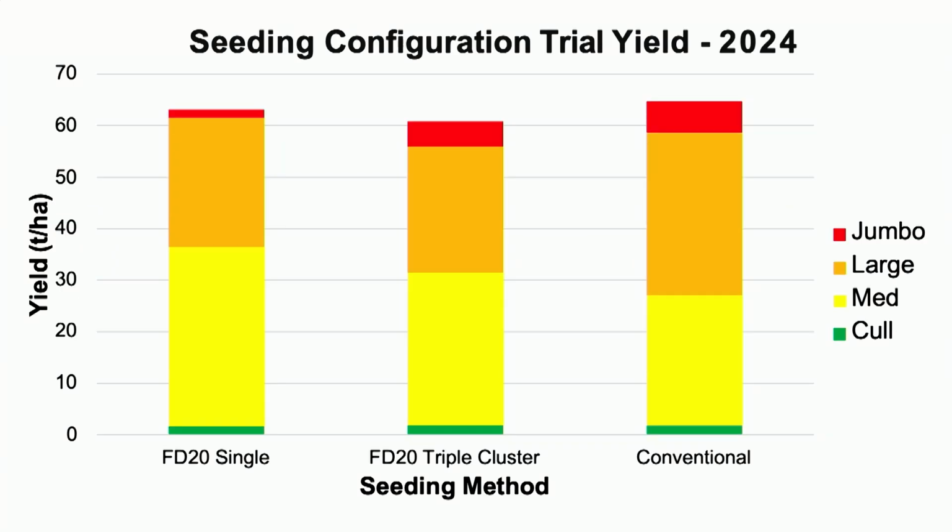These are our yield numbers from this year's trial. Everything's kind of getting a bit more dialed in. We weren't really seeing any differences across the board, which is a good thing. You're not losing out on any yield by using these robots.